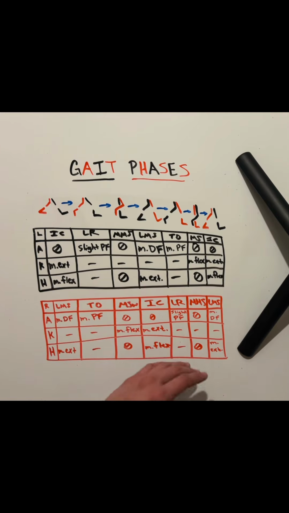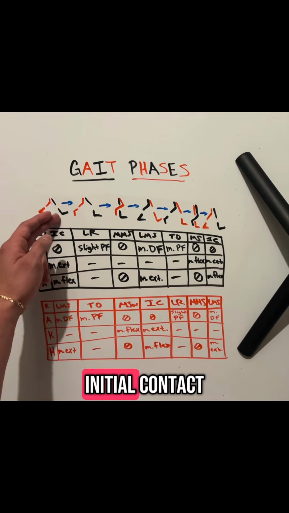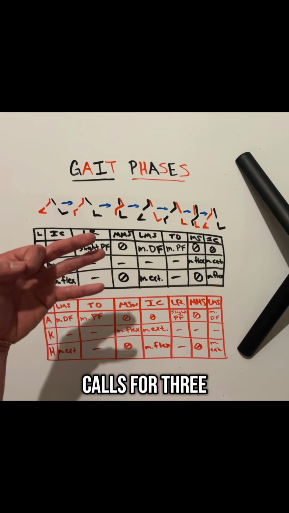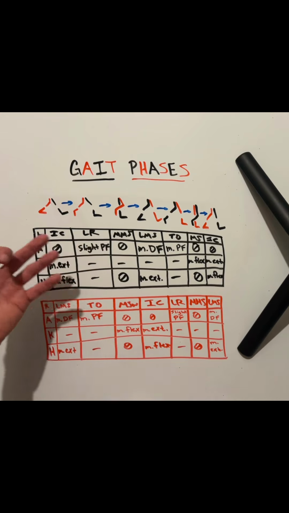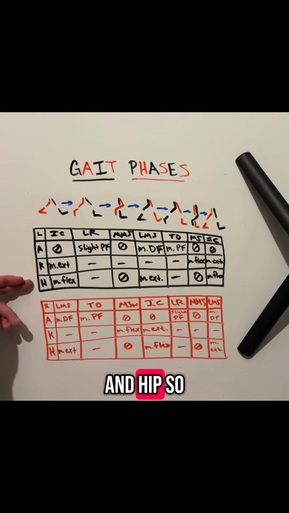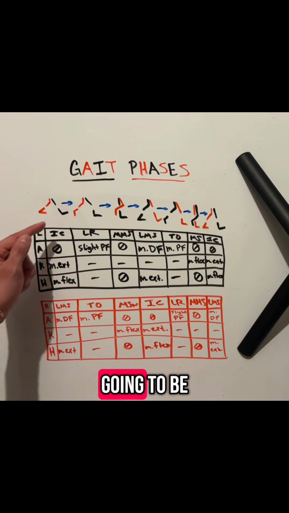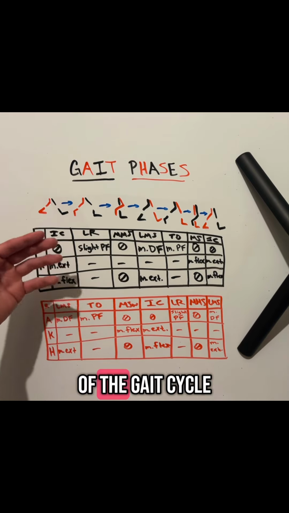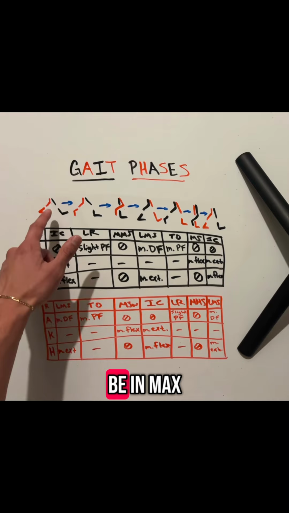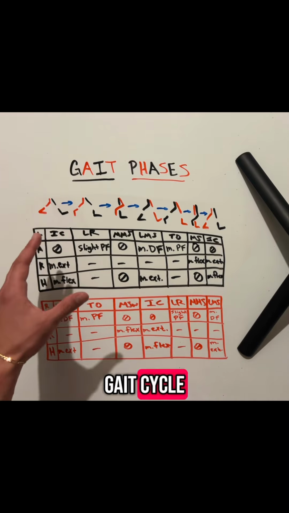Now the left leg being in initial contact calls for three actions at three different joints, those being the ankle, knee, and hip. So the ankle is going to be neutral, the knee is going to be in max extension of the gait cycle, and the hip is going to be in max flexion of the gait cycle.